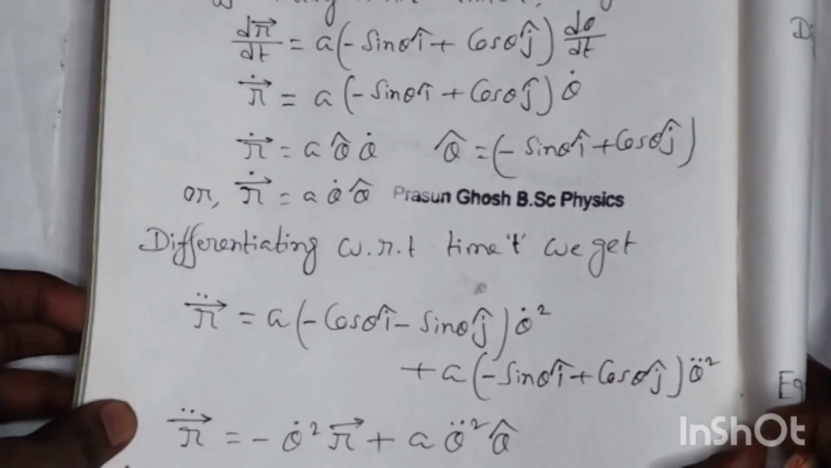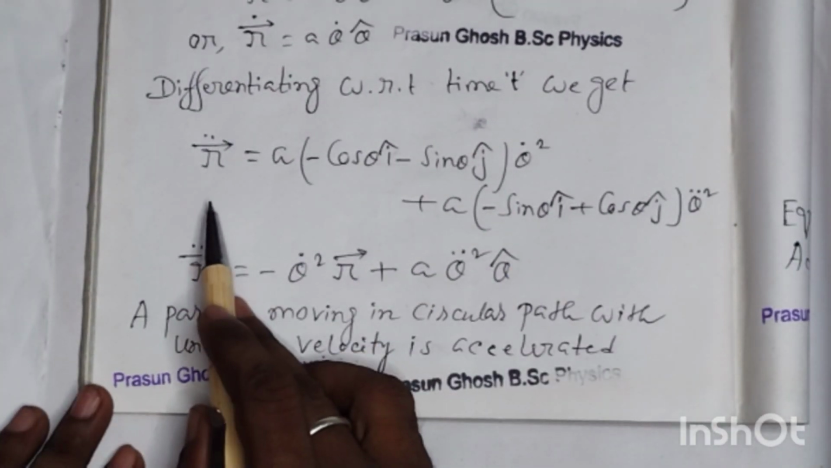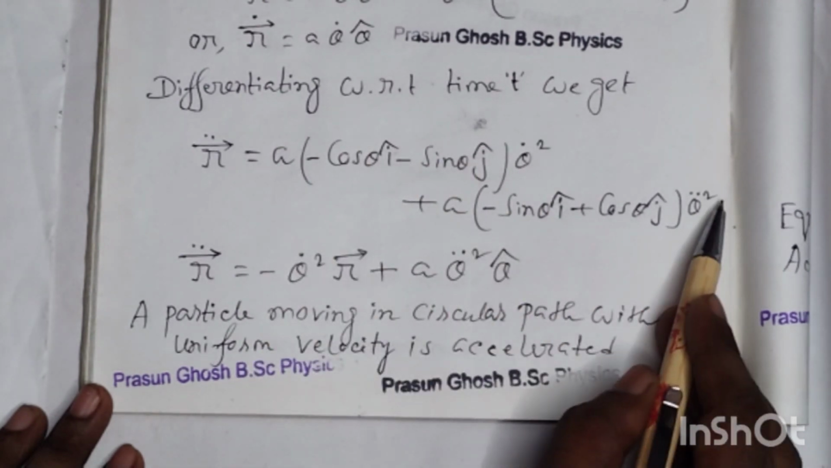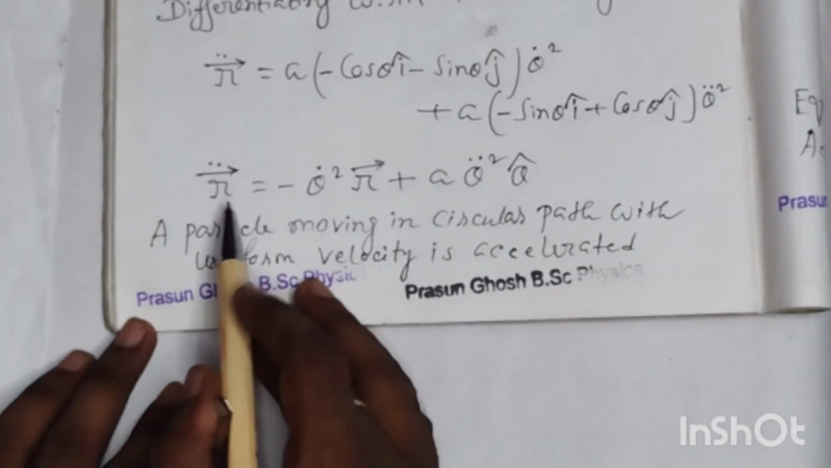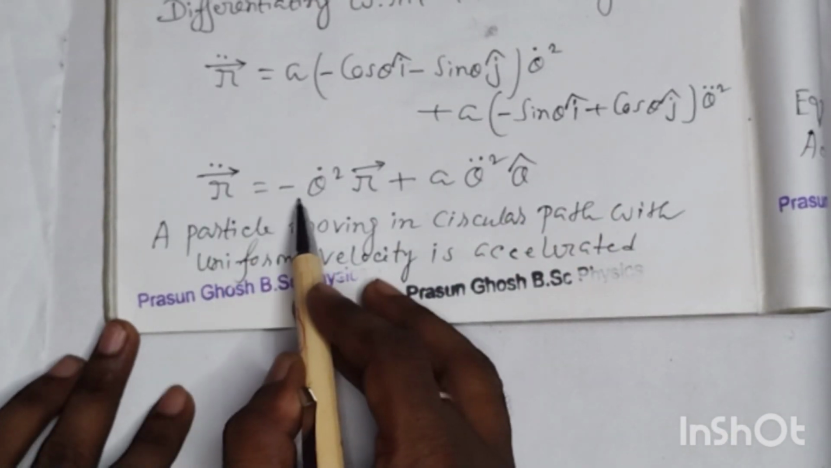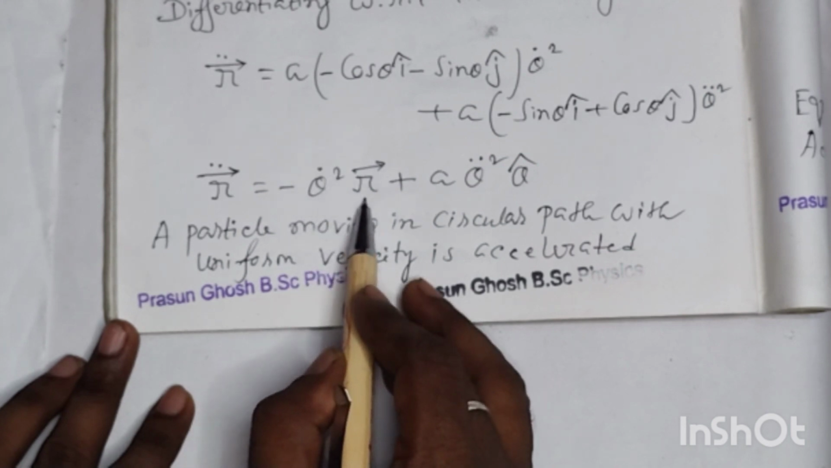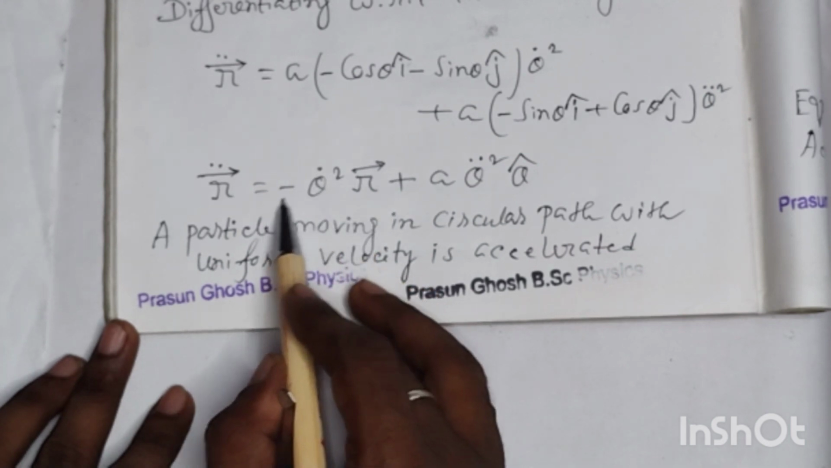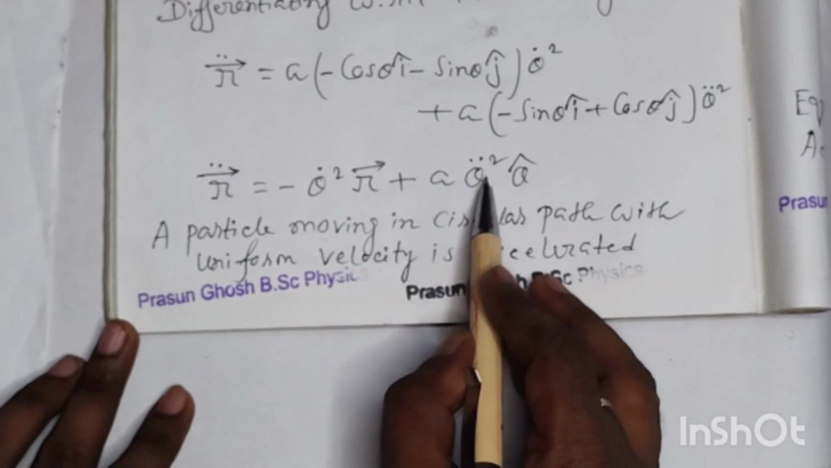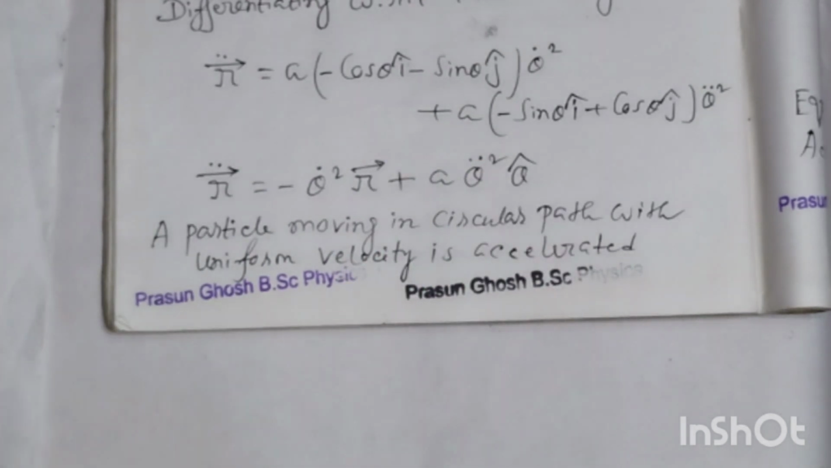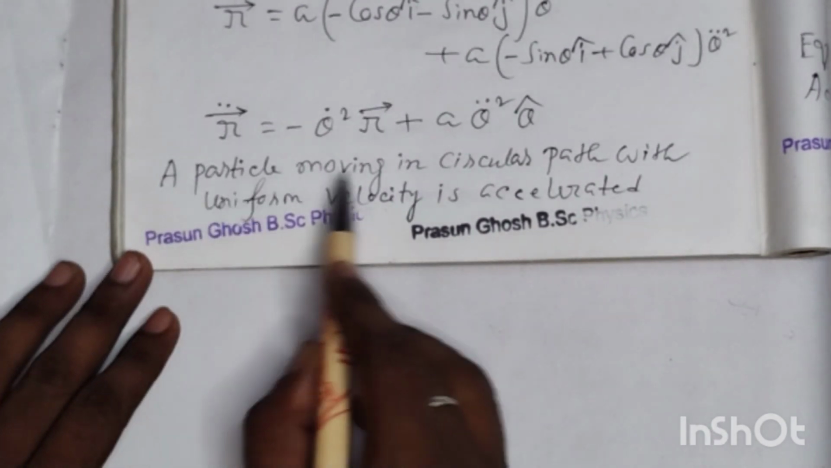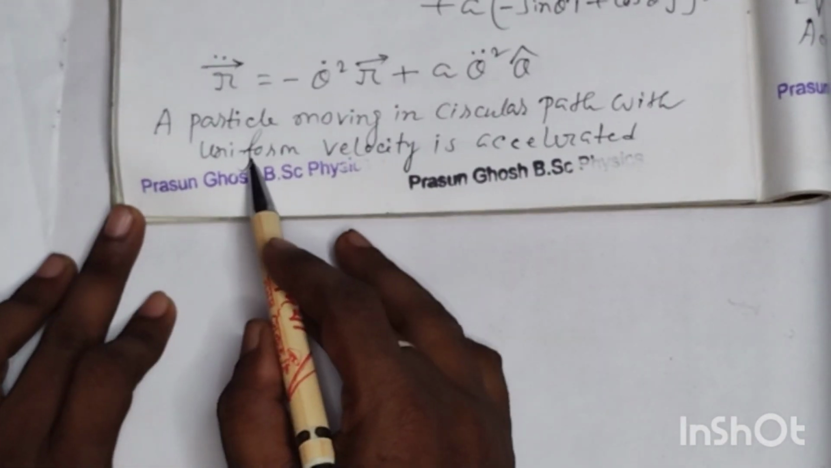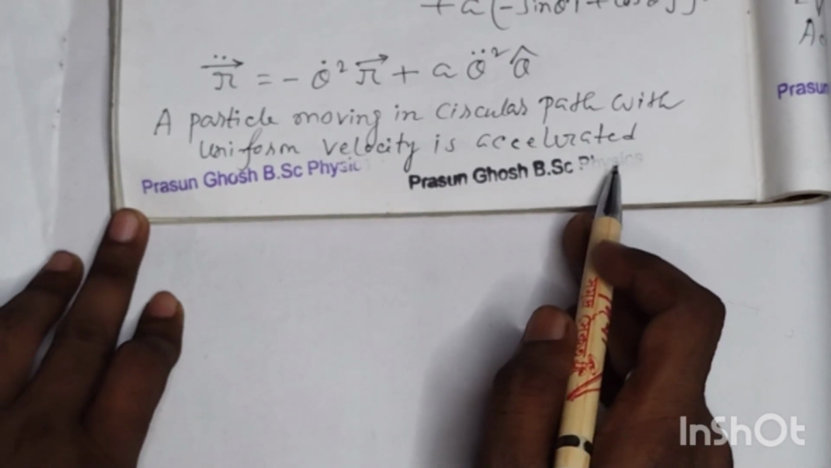Next we differentiate this equation with respect to t. Putting the values, we get r double dot equal to minus theta dot square r vector plus a theta double dot theta cap. So this is r double dot, that is, the acceleration of the particle. A particle moving in a circular path with uniform speed is still accelerated.